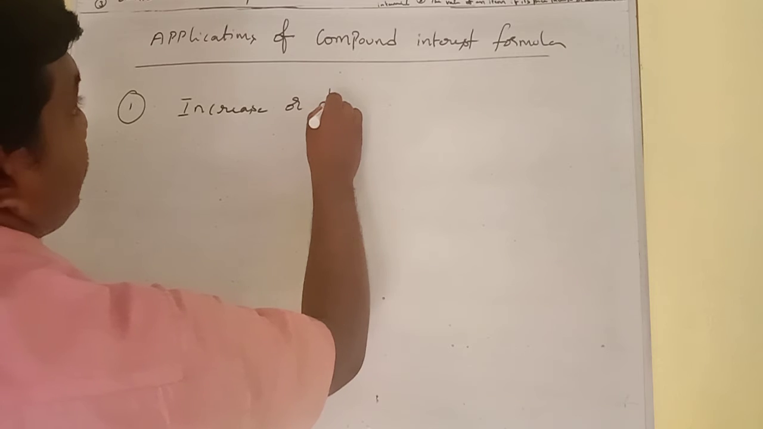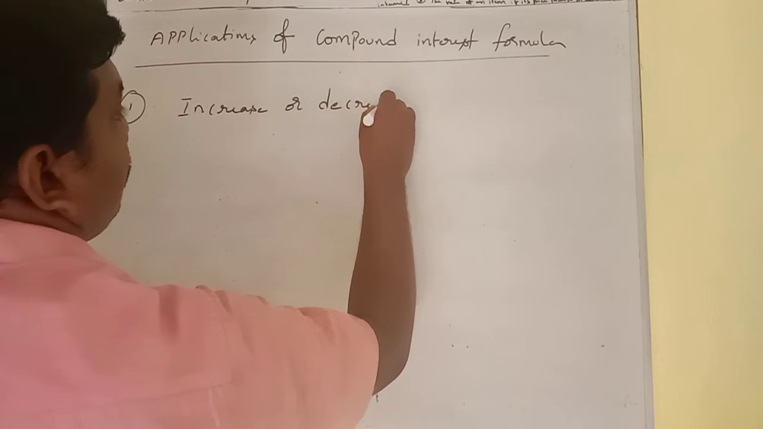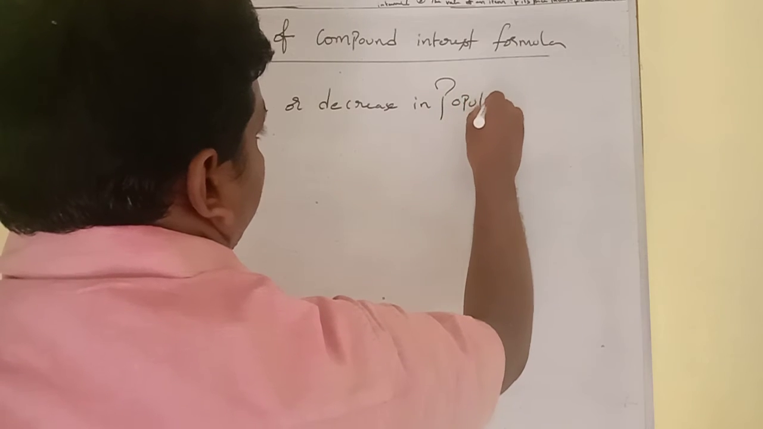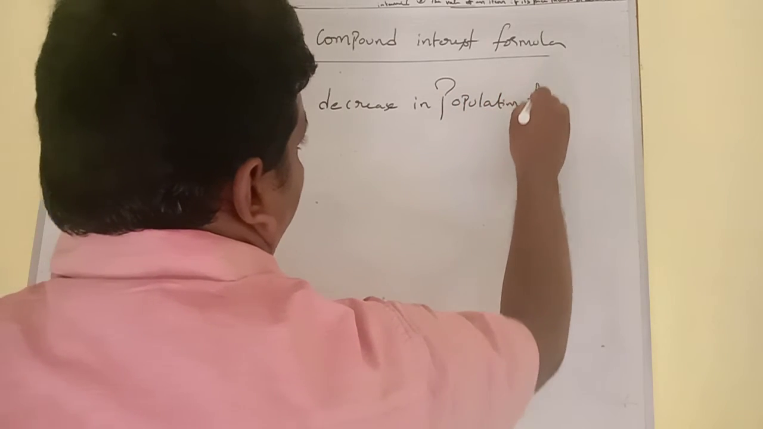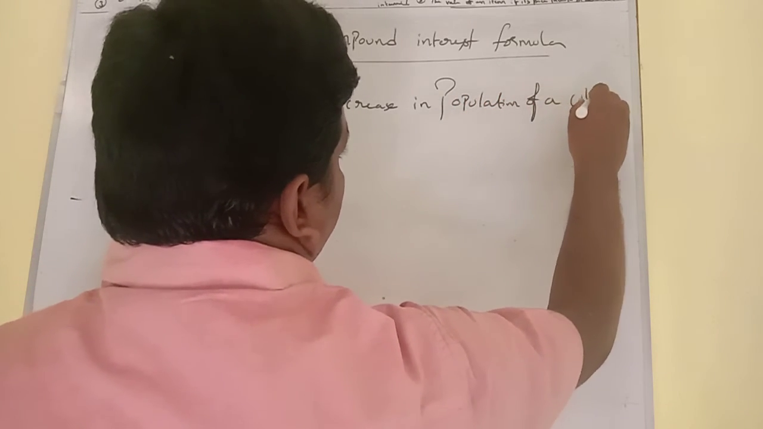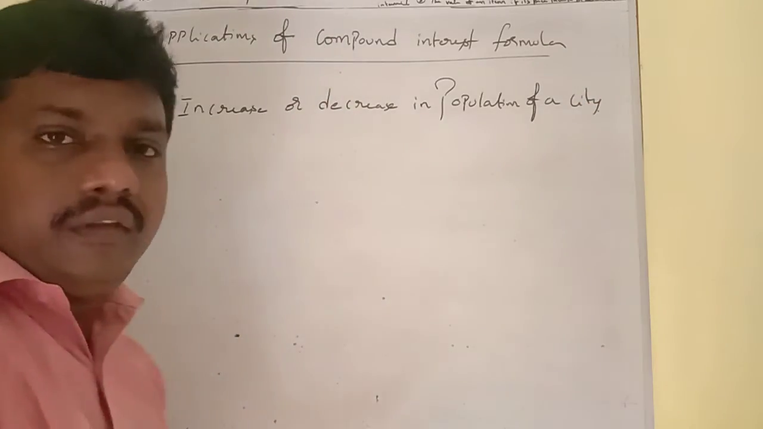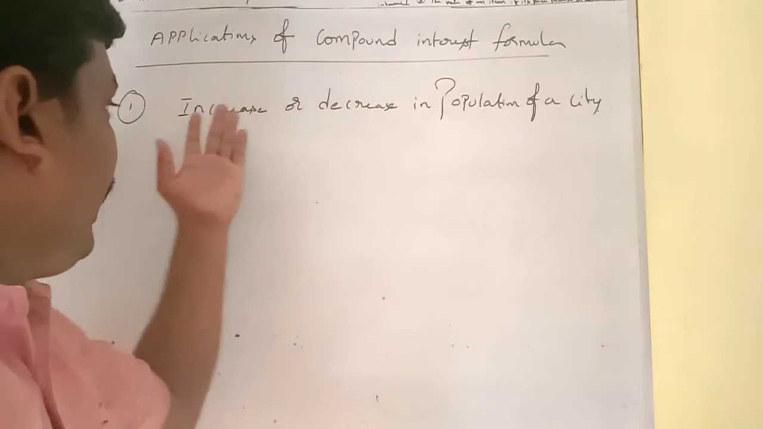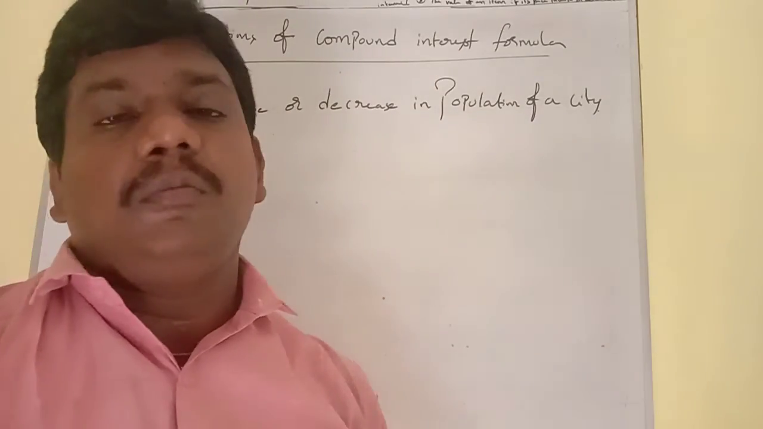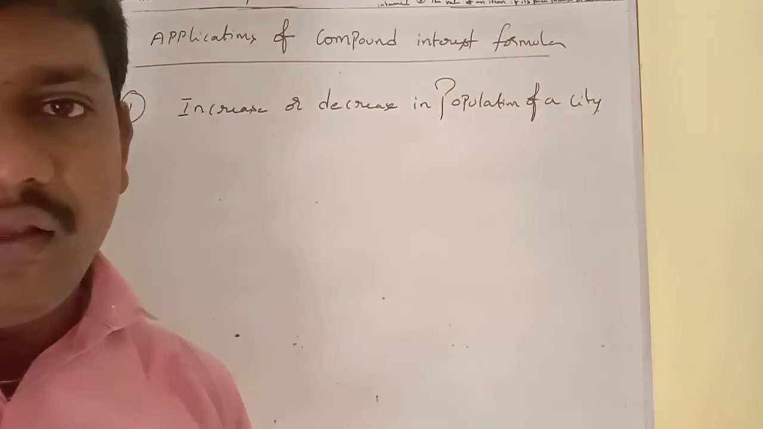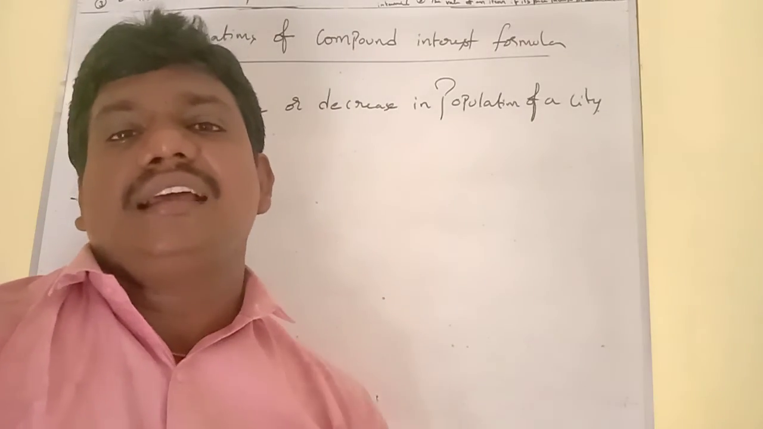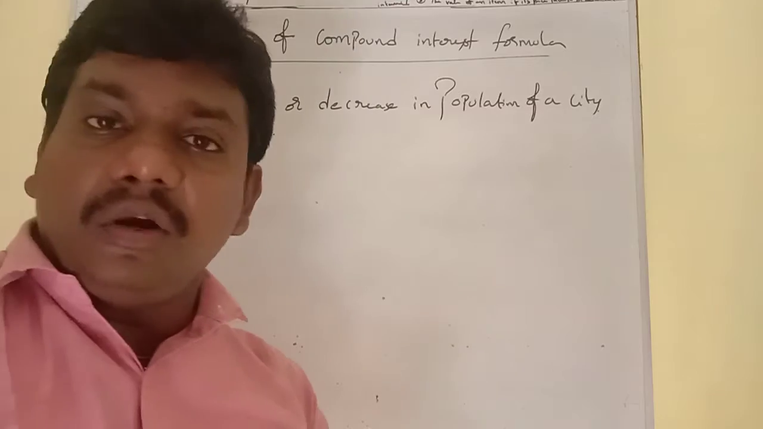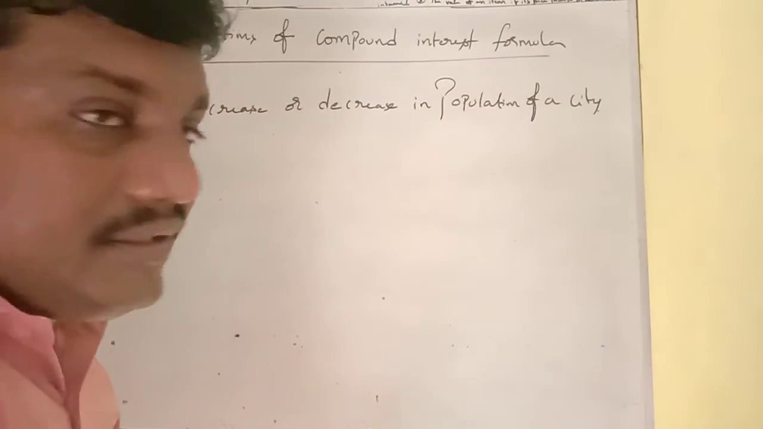This is called increase or decrease in population of a city or country or state or a town. So you can calculate the increase or decrease in population of a city. If the increasing rate or decreasing rate is known, then we can use the compound interest formula. This is one of the best applications.